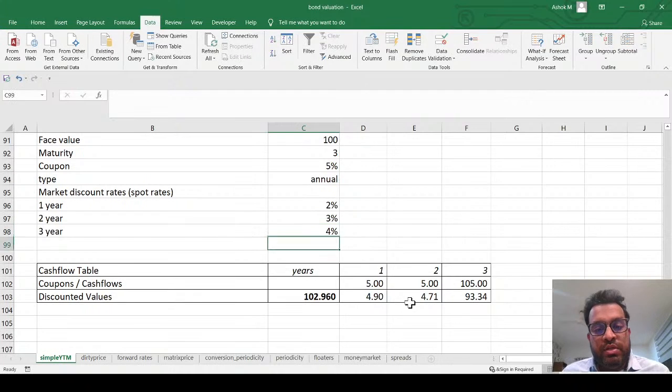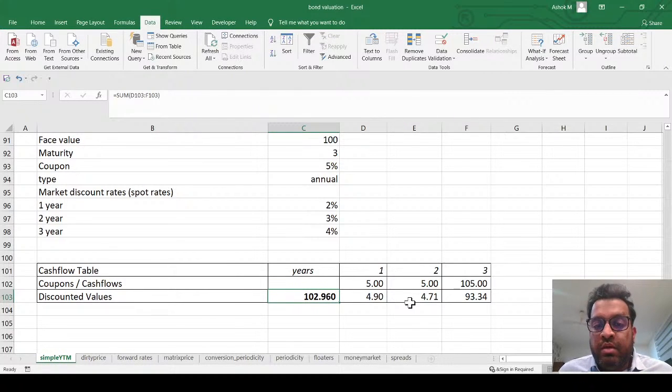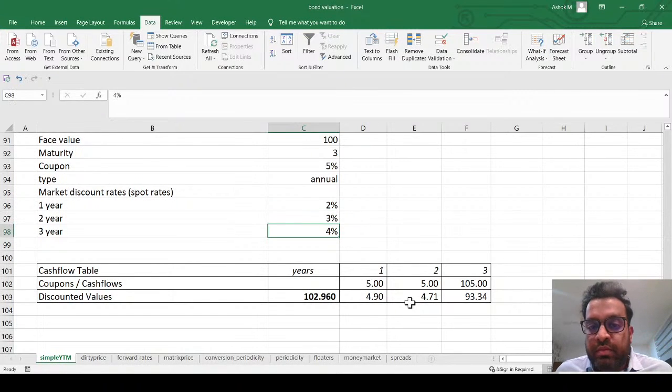Okay, so once you discount this, you will get a value. You can also derive, now that you've got this value, you can find out what is the YTM. Okay, and that's a different thing. It could be between these figures, it could be an average of these figures. You can do that as a curiosity exercise. What is the YTM, and my spot rate is like this, 2, 3, 4.